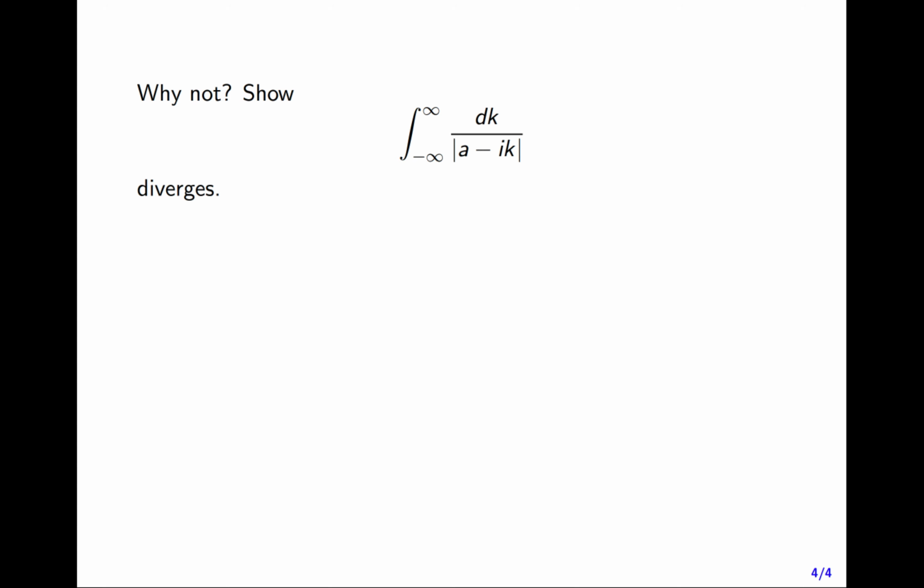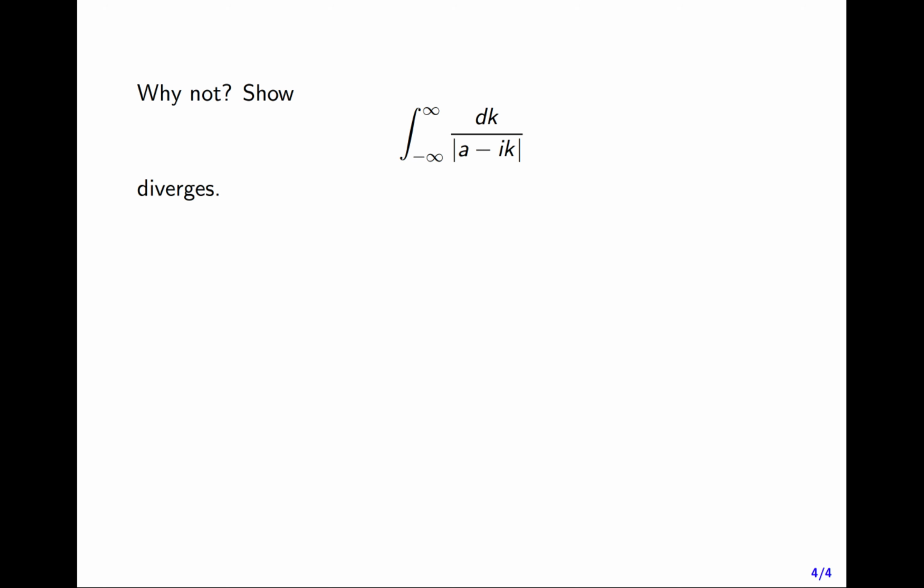So this is interesting. I have the Fourier transform of a function in L1. I get a function back for all k, and yet this function doesn't land back in the vector space L1 of all absolutely integrable functions from minus infinity to infinity. Why not? I claim that the integral from minus infinity to infinity of dk over the modulus of (a minus ik) diverges. For the Fourier transform to be in L1, this integral would have to converge.